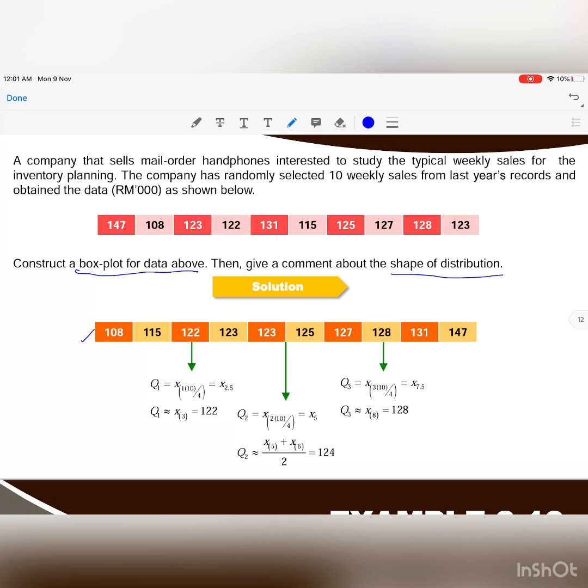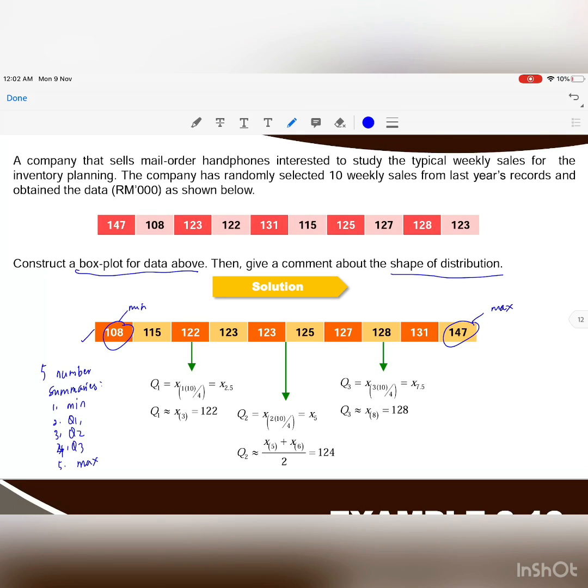Look at the solution here. First we need to arrange the data in order. Then we need to find the 5 number summary. We need to find the minimum value, Q1, Q2, Q3, and the last one is the maximum value. So this is our minimum value, and this is our maximum value.